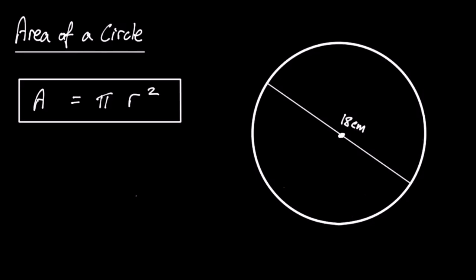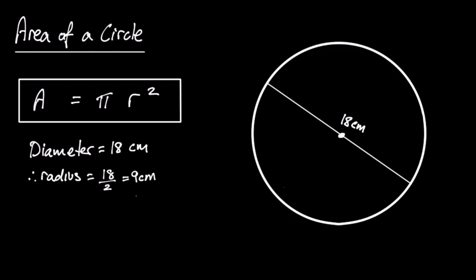In this example, I've got a diameter of 18 centimeters. Now, this is something to watch out for. If you're given the distance from one side of the circle to the other, that is the diameter, not the radius. Remember, the radius is half of the diameter. So I would take my 18 and divide it by 2, and I'd get a radius of 9 centimeters.